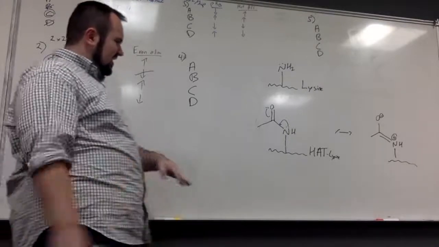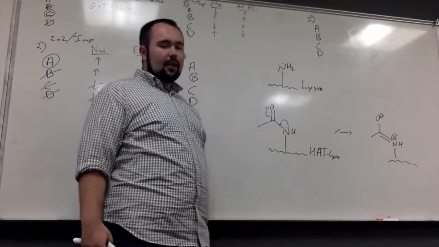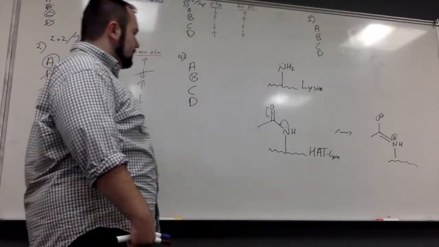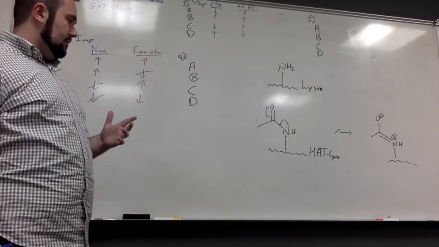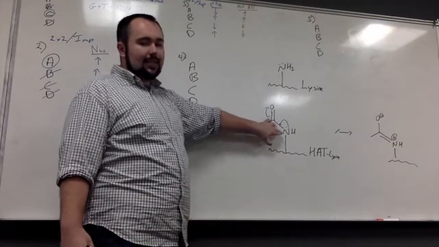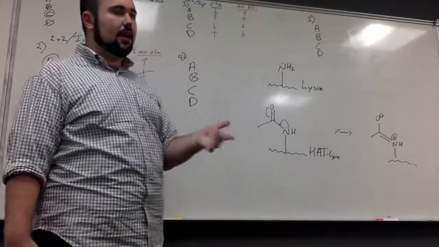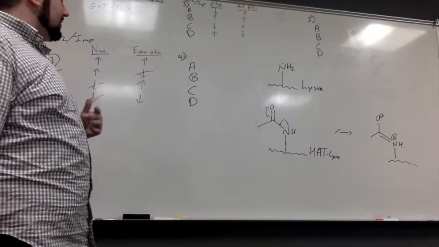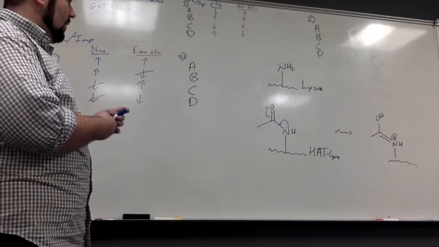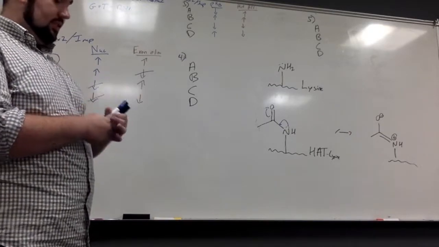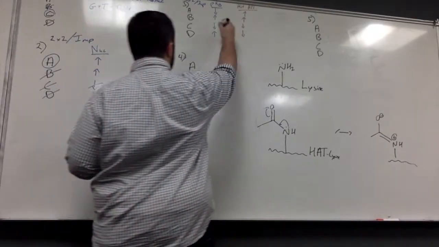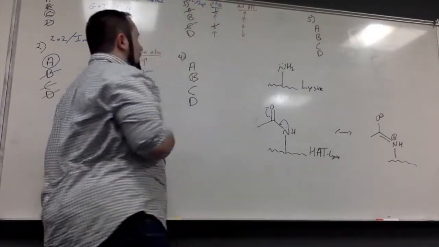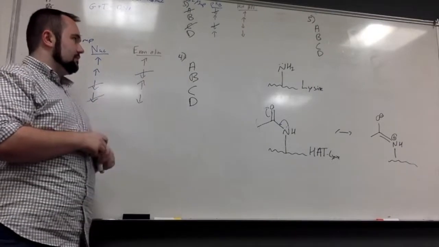And so we can still consider this lone pair on nitrogen a bit more delocalized than a lone pair on this lysine. And for that reason, this lone pair on the HAT lysine is less available to bond to a hydrogen that is around, and less likely to be basic. And so for that reason, we would expect our pKb to increase. So we can immediately eliminate both choices A and C for having pKb decreasing.